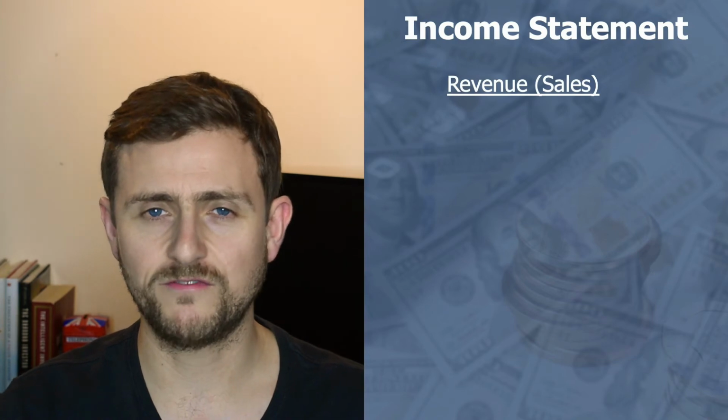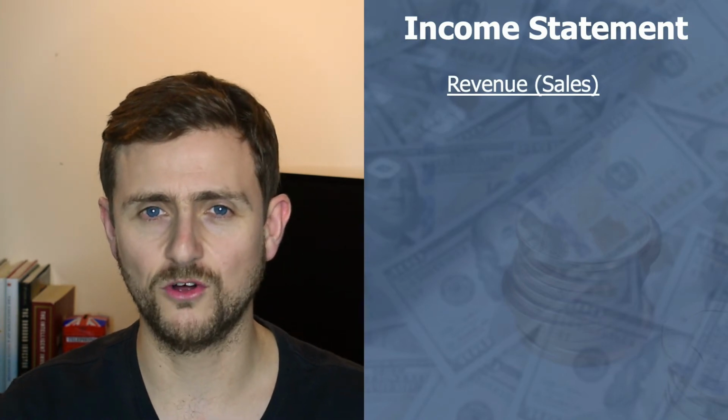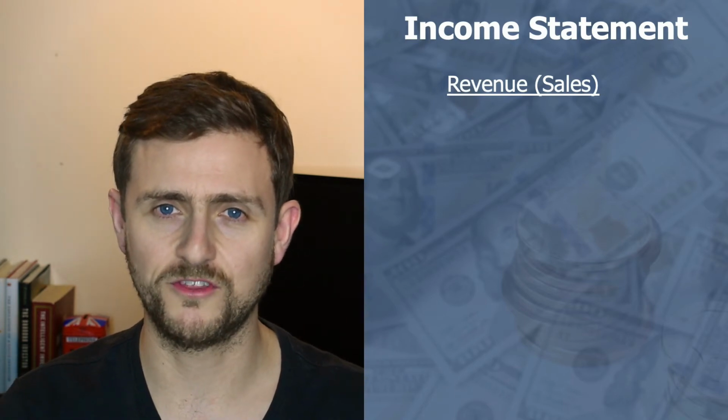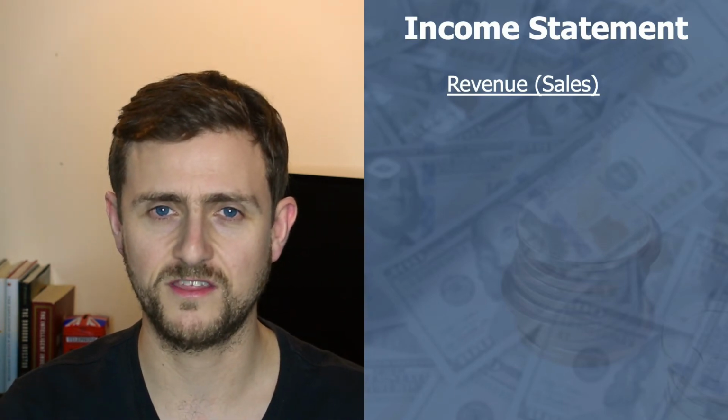When we're looking at an income statement, first we start at the top, and this is why you'll hear it called the top line. The top line is our revenue or sales. This is all of the money that we've got coming in. And as we work our way from the top to the bottom, we'll start deducting the expenses.